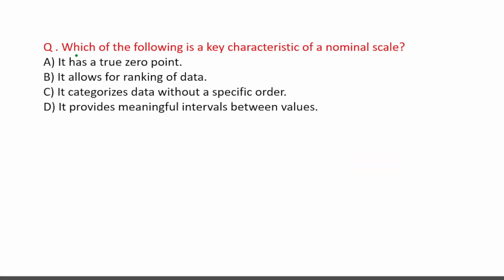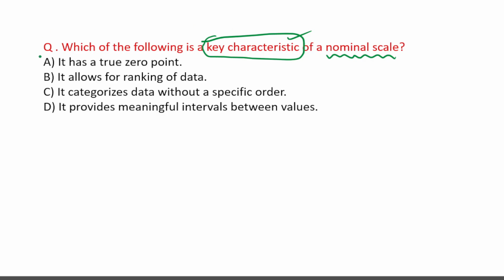Now see this question. Which of the following is a key characteristic of a nominal scale? The options are A, that it has a true 0 point, or B, it allows for ranking of data, or C, it categorizes data without a specific order, or D, that it provides meaningful intervals between the values. So what is the characteristic of a nominal scale? Let us see the options again.